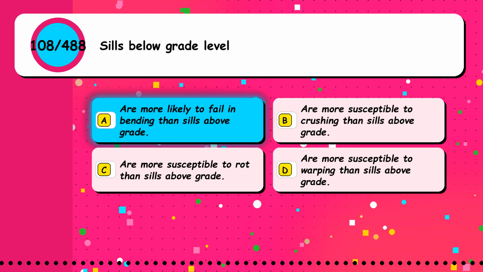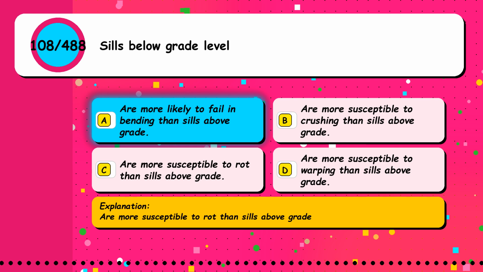The correct answer is option A. Are more likely to fail in bending than sills above grade. Are more susceptible to rot than sills above grade.